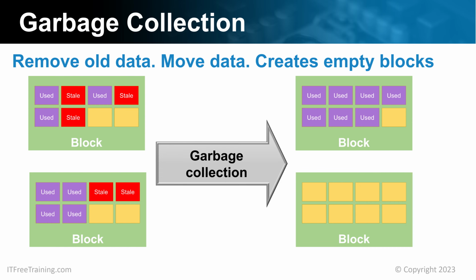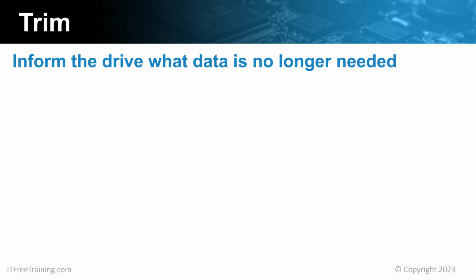However, there are some problems with garbage collection. The main one being that garbage collection needs a way of telling what data is no longer required. This is where the next feature comes into play. To assist with garbage collection, the operating system can inform the solid-state drive what data is no longer required by using a feature called trim.